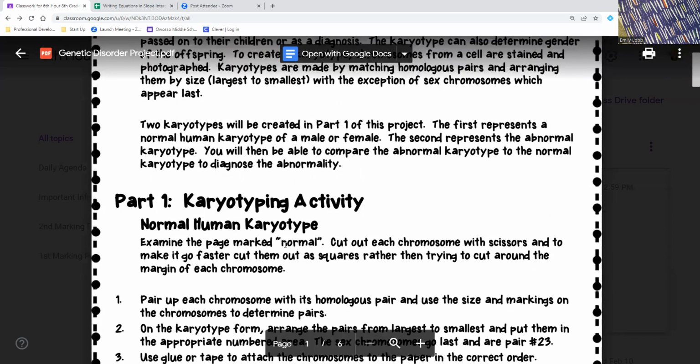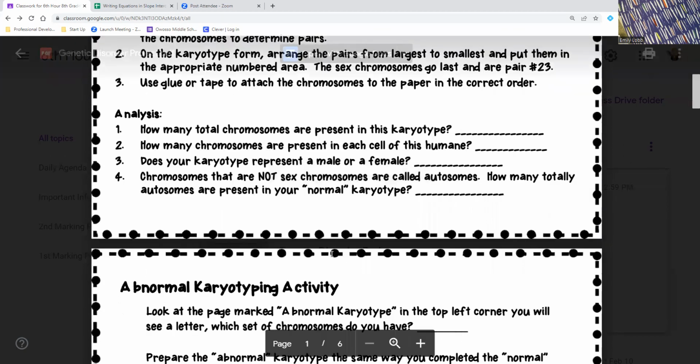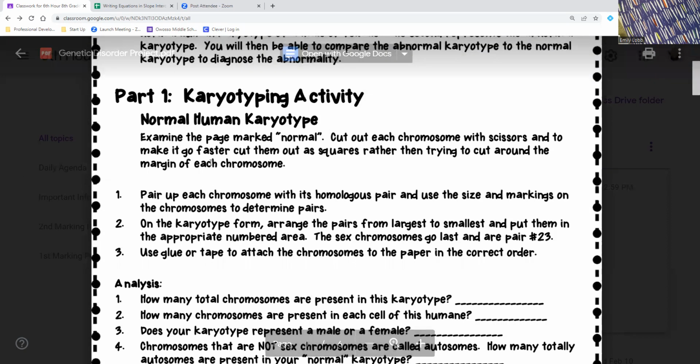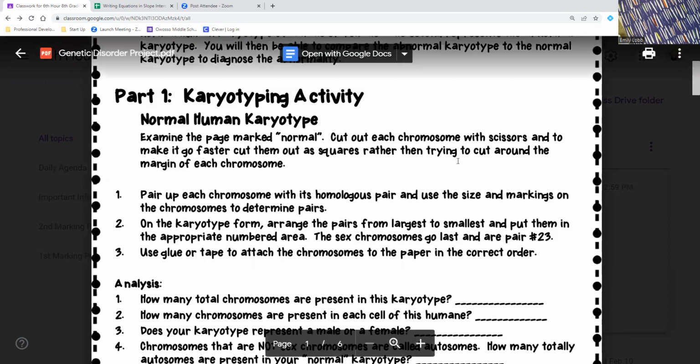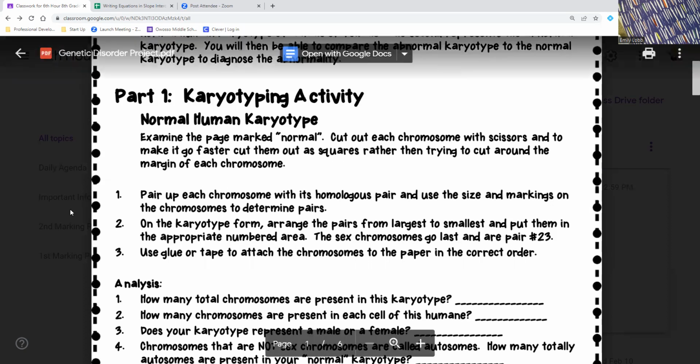All right. So here's part 1. Examine the page marked normal. Cut out each chromosome with scissors, and to make it go faster, you know what? I don't think I printed that sheet out for you, did I? No. Have no fear. Listen, when you have these, you're going to cut out each chromosome with scissors, and you're going to cut them out as squares rather than trying to cut out around the margin of each chromosome.